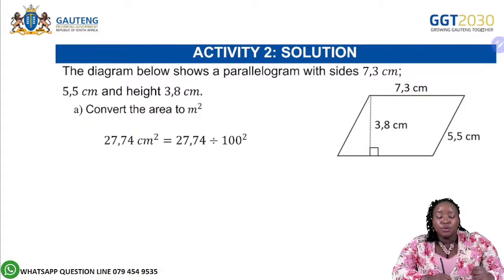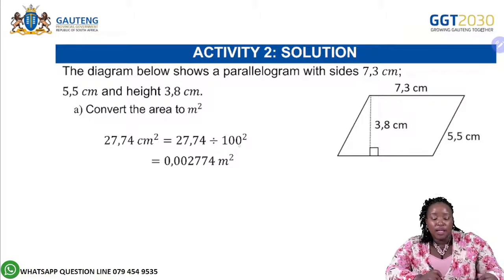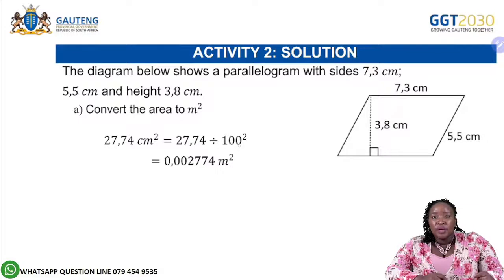Okay, so we are going to divide 27.74 by 100. Remember, when you divide, you move the comma back. So you just need to move the comma back by 4 places. Hence, we are at 0,002774. Right. If you wrote it as times 10 to a base of 10 as well, it's also okay.